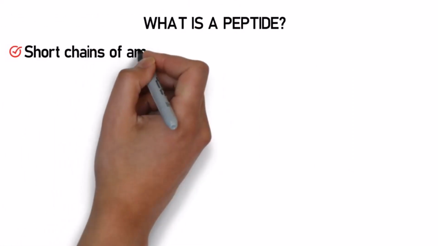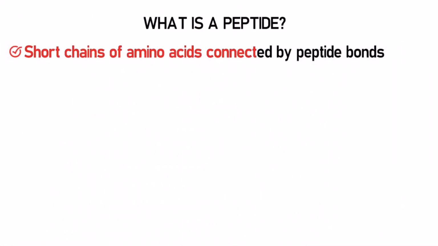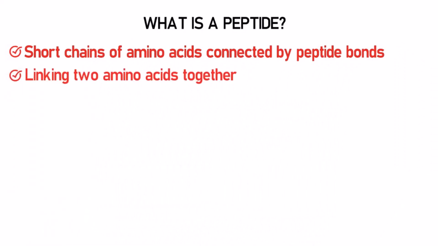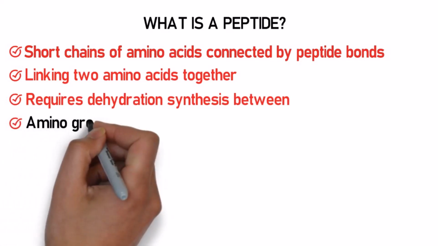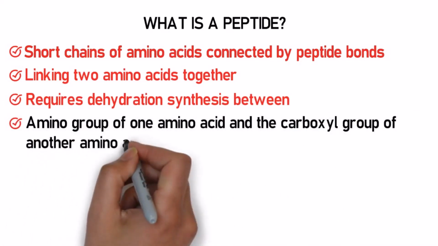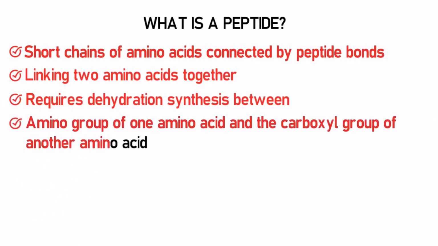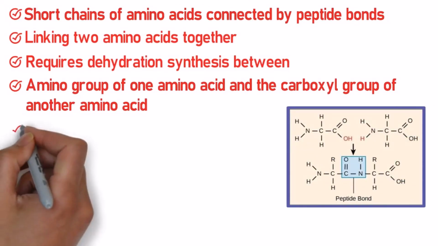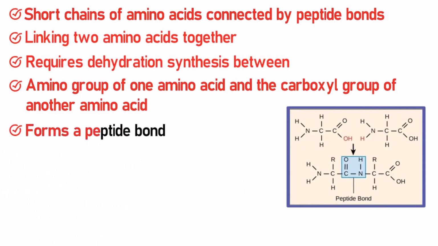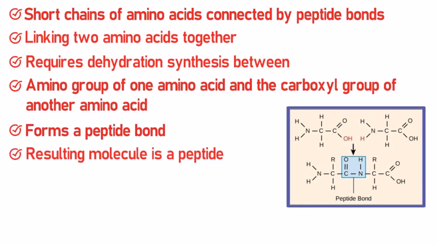Peptides are short chains of amino acids connected by peptide bonds. The linking together of amino acids requires a dehydration synthesis reaction between the amino group of one amino acid and the carboxyl group of another amino acid. When a covalent bond forms between the 2 amino acids, it is termed a peptide bond and results in the formation of a peptide molecule.